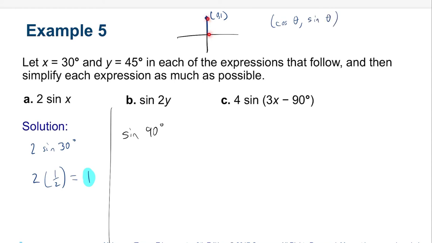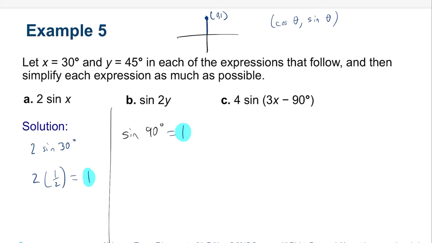So in the cases of these special quadrantal angles, as they call them, you can base the answer off of the fact that sine is a y coordinate and cosine is the x coordinate. So for the sine of 90, this is 90 degrees. We're looking at the y coordinate, which is 1. So this is going to be 1.